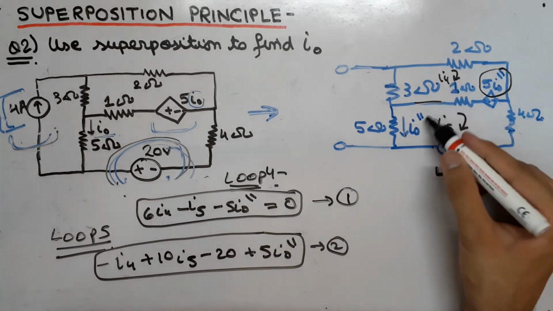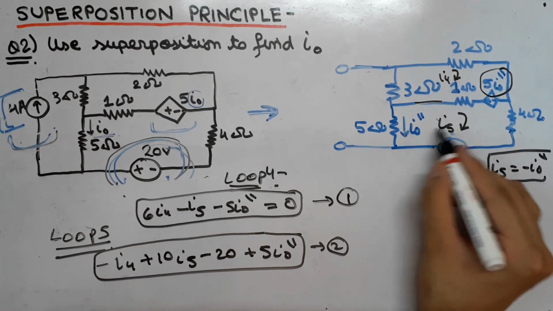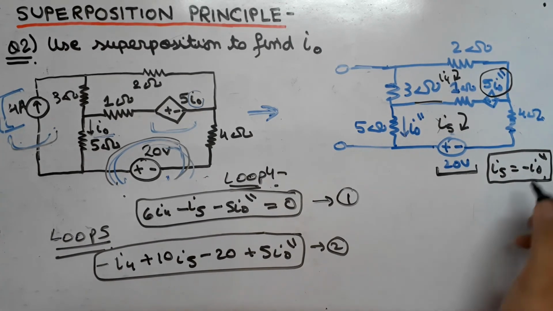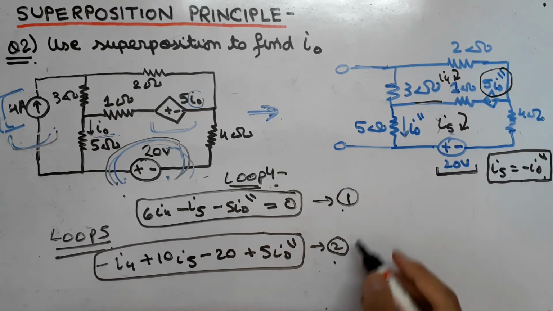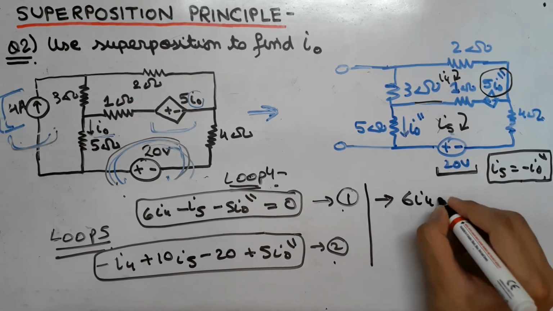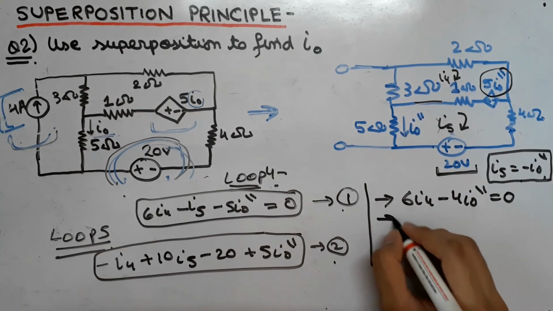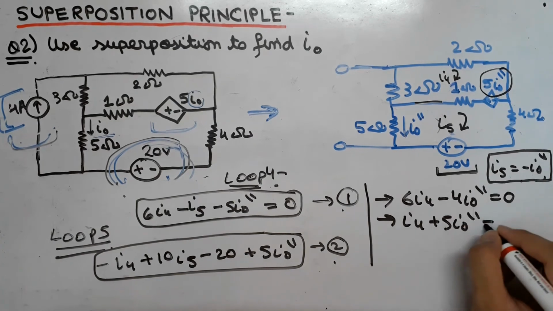Now in this loop we can also see that I5 is equal to negative of I naught double dash, as both of these currents flow in the opposite direction to each other. So we will substitute this value of I5, that is minus I naught double dash, in equation 1 and in equation 2. Subsequently we will get two equations, that is 6I4 minus 4 I naught double dash is equal to 0 and I4 plus 5 I naught double dash equal to minus 20.